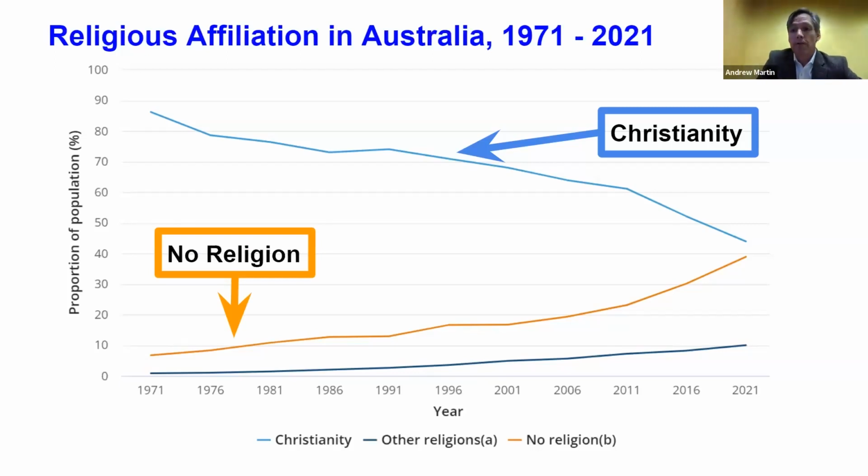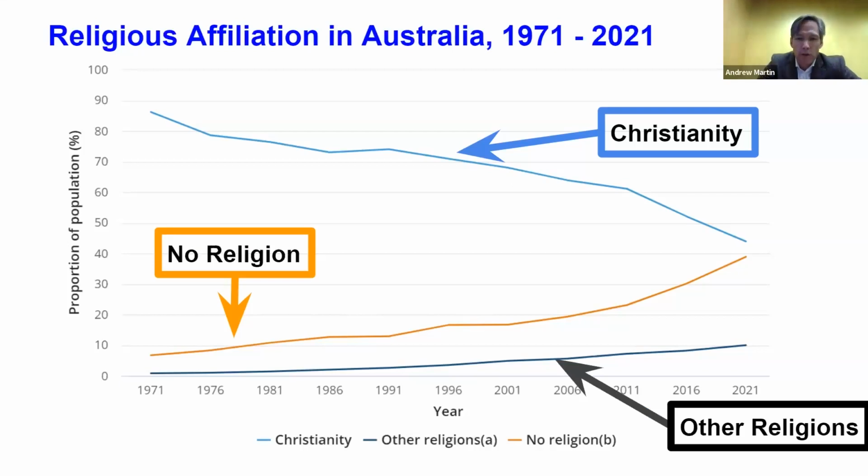The orange line is the no religion category. It popped up on the census for the first time in 1971. I think it had about 7% of respondents at that time, 6.7%, something like that, through to today, when obviously that category is much larger. I'll talk about that later on. This third line, the dark blue or black line, represents other religions. And you can see that they have grown as well, from a negligible amount in 1971 to about 10% of the population today, or at least last year in 2021.